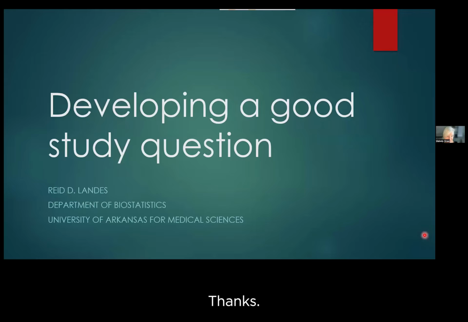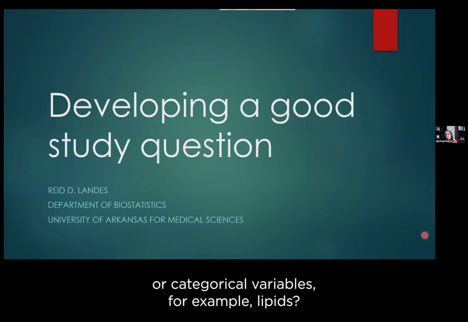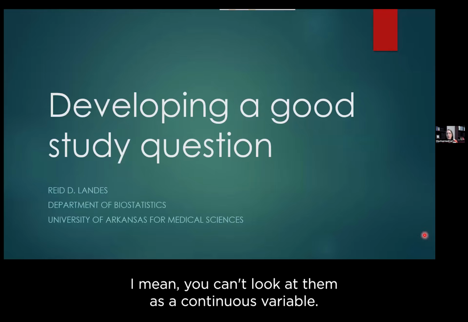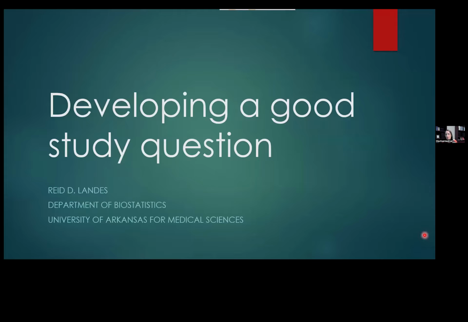Okay, thanks. I have a question for Dr. Landis. So when it comes to outcomes, Dr. Landis, from a statistical point of view, is it better to use continuous variables or categorical variables? For example, lipids. I mean, you can look at them as a continuous variable, but you can also classify based on what clinicians use as reference, right, to diagnose patients.